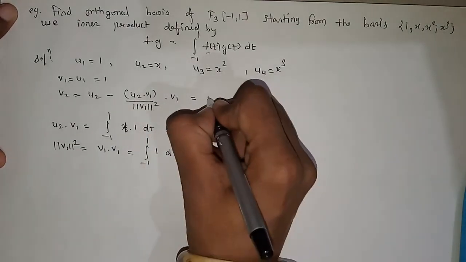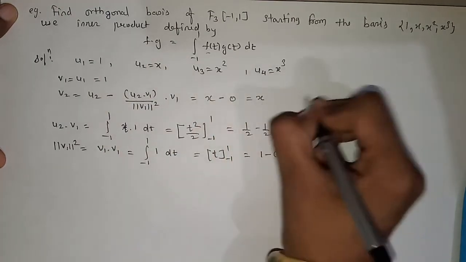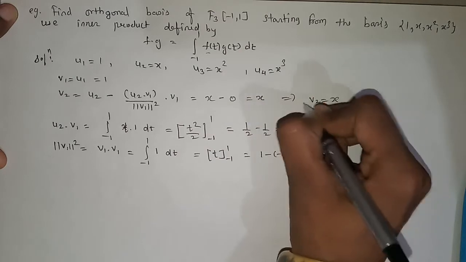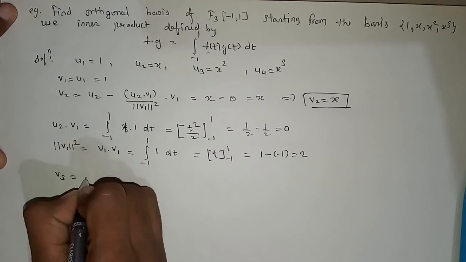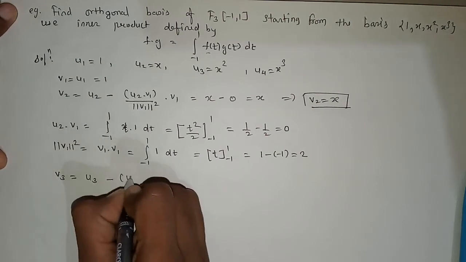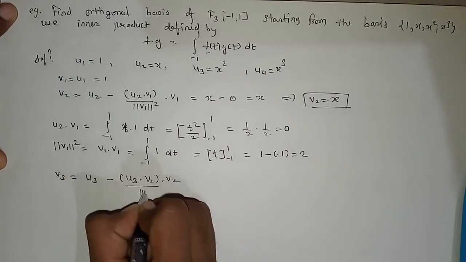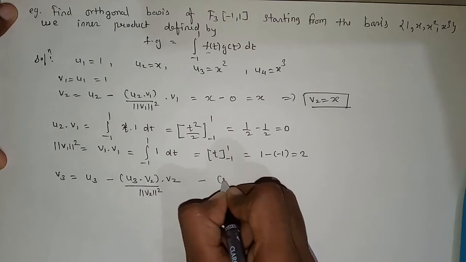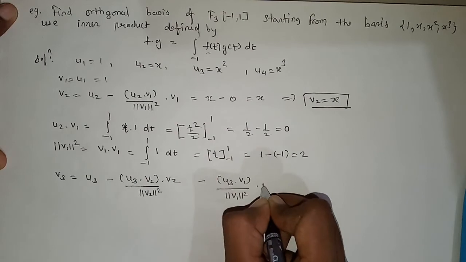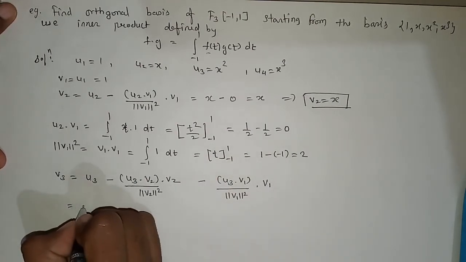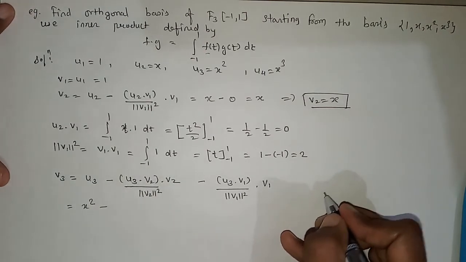So for u2 we have x minus u2 dot v1, getting 0. So v2 is x. Now to calculate v3, v3 is u3 minus the inner product of u3 dot v2 upon v2's norm square, minus u3 dot v1 upon norm of v1 square times v1. So for u3 we have x square minus, we have to calculate this again, we will do this calculation separately.